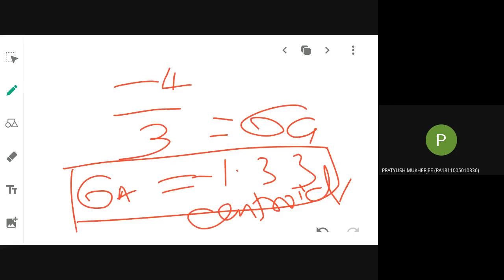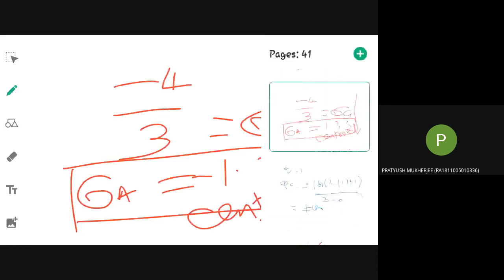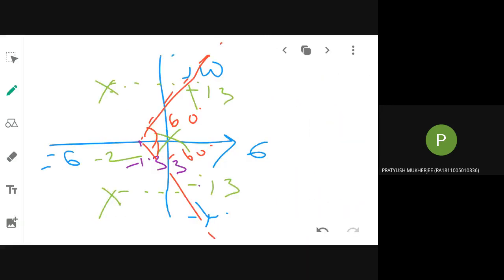Okay? Understood, Pratyush? Okay, now you have found out the centroid and angle of asymptote. Next you need to plot it in the graph. Alright. So you have located the 3 poles. In this you have to mark where is 1.33, that is your centroid. So I have marked here 1.33, that is my centroid. And using a compass I have to take 2 angles, one is plus 60, other one is minus 60. And I have to roughly draw 2 asymptotic straight lines.